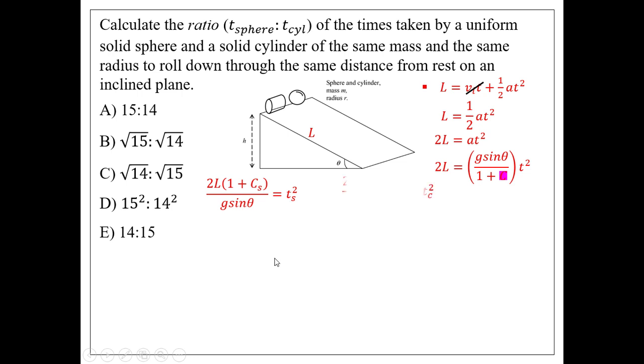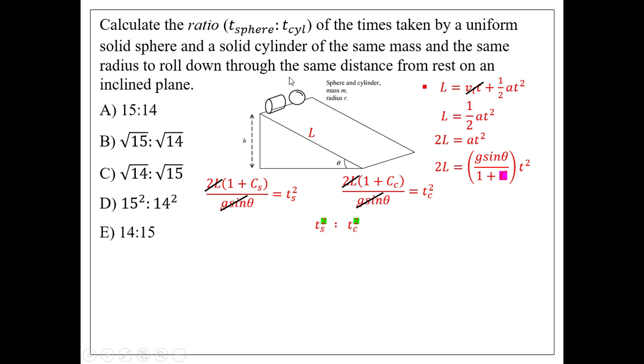Now that I have that, I want to use it for the sphere and the cylinder. So here on my work, I'm just going to use subscript S for sphere and C for cylinder. 2L stays the same: same ramp, same angle, same g. So I'm just going to start canceling stuff that I don't need. The 2L is factored out on both sides, so naturally they'll cancel out. Also on the bottom, both terms have a g sine theta. That'll also cancel out. So essentially what's important here is just the 1 plus the coefficient of the moment of inertia, okay?